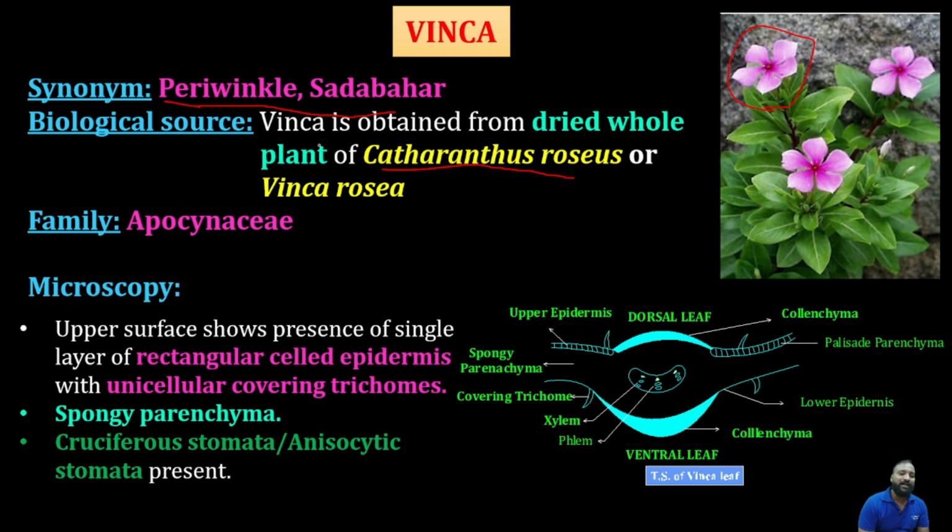And the source is the dried whole plant. Up to now we have seen that only a specific part contains the chemical content, but Vinca has alkaloids in the entire whole plant. We can take any part of the plant, the root or stem or any part of the flower. And coming to the family, Apocynaceae.